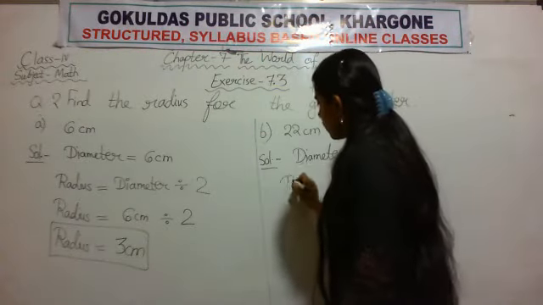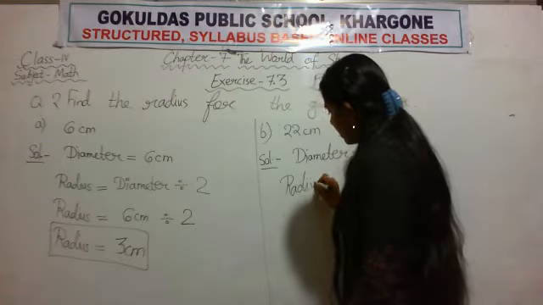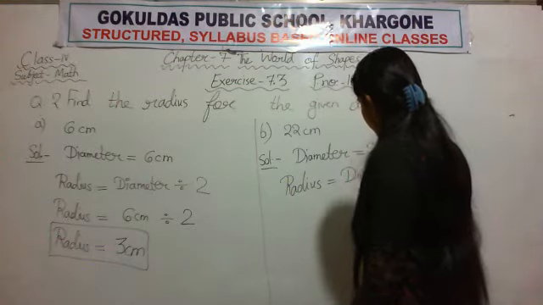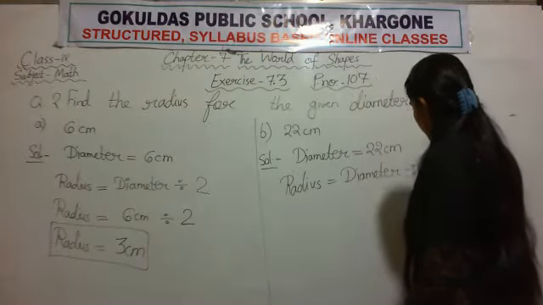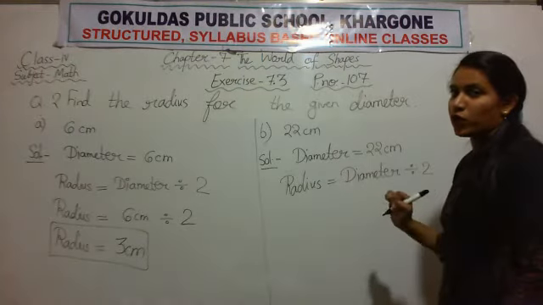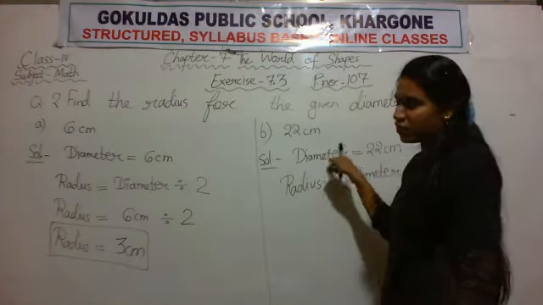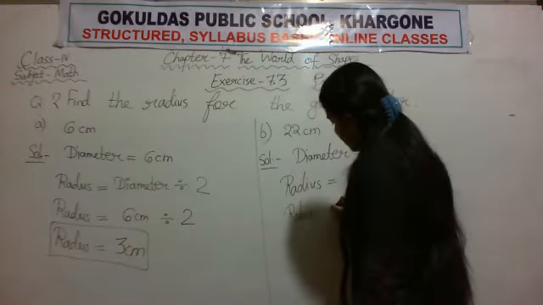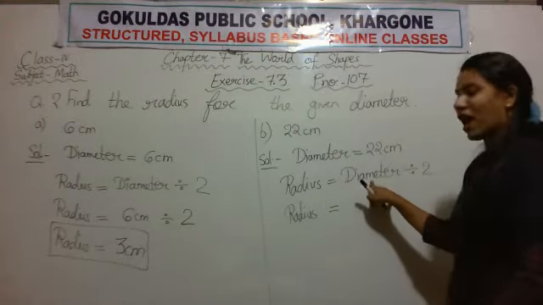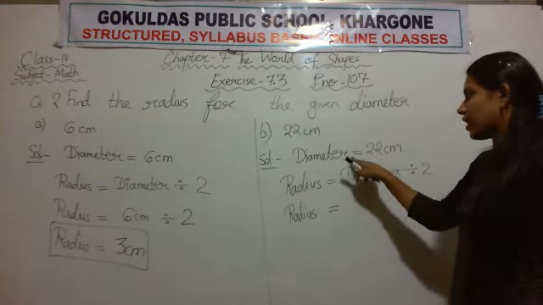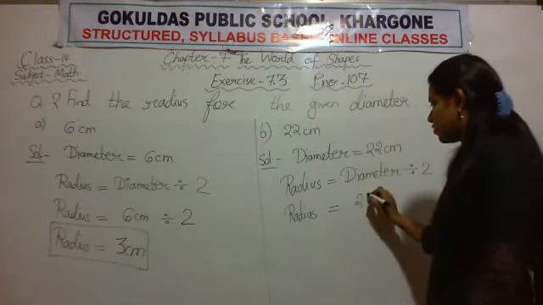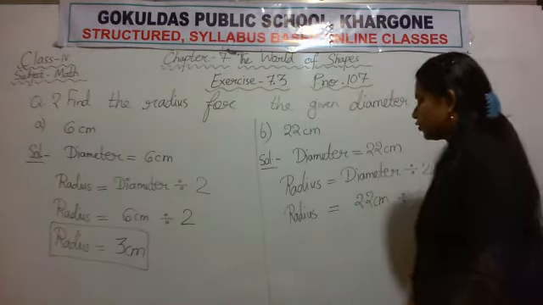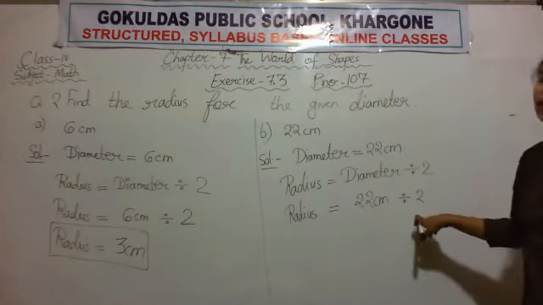What was the formula? Formula was radius is equal to diameter divided by 2. Now put the values that you have. You have the value of diameter, so put it. Write radius as it is equals to. What is the value of diameter? 22 centimeter. So write 22 centimeter divided by 2.